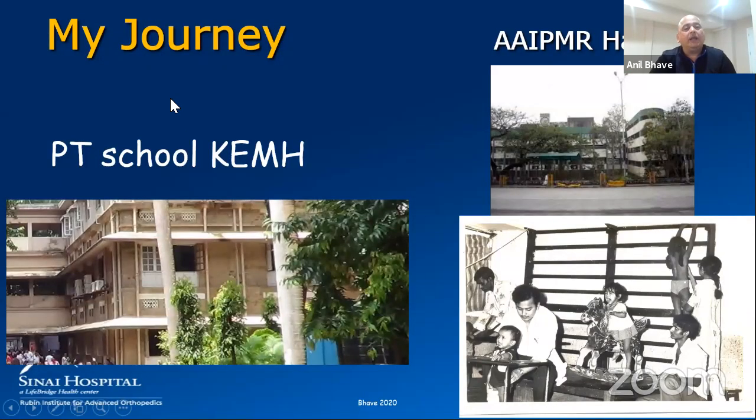So my journey actually started in 1977 in KEM Hospital. I went to physical therapy school, and after that, I went to All India Institute of Rehabilitation in Haji Ali in Mumbai. That is my picture treating a pediatric patient with polio in 1981. And you can see I had a lot of hair then. So that's my journey in India.